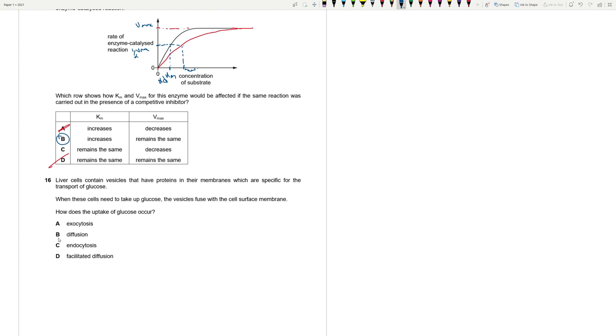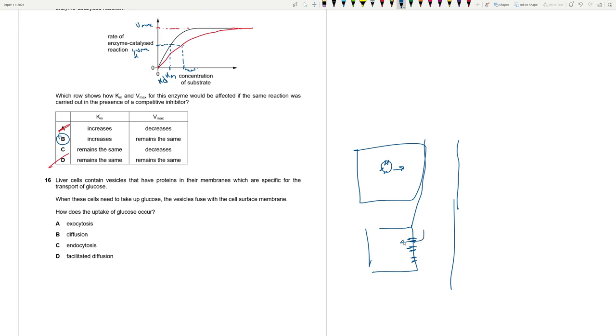Now, basically, they are not talking about the process where the vesicles fuse. You're going to learn about this in A2. Basically, there are some vesicles containing some transport proteins. When we require glucose, the vesicles mainly fuse with the membrane. After fusion, we incorporate the transfer proteins into the membrane. Now glucose can enter the cell through these transfer proteins down the concentration gradient, passively without using energy. So that process is called facilitated diffusion.